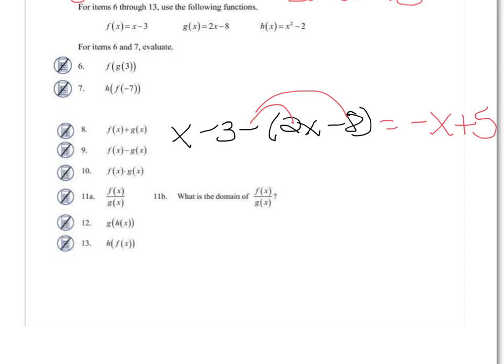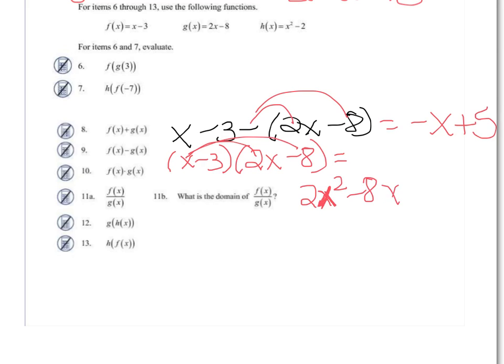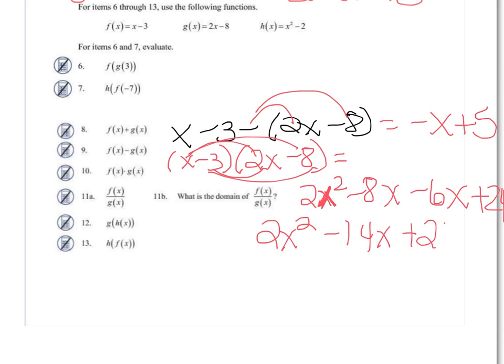Okay, so for 10, we're going to multiply. It's x minus 3 times 2x minus 8. You can box method, you can FOIL, you can distribute. We're going to get 2x squared, and then negative 8x, negative 6x, and 24. So combining like terms, that's negative 14x plus 24.